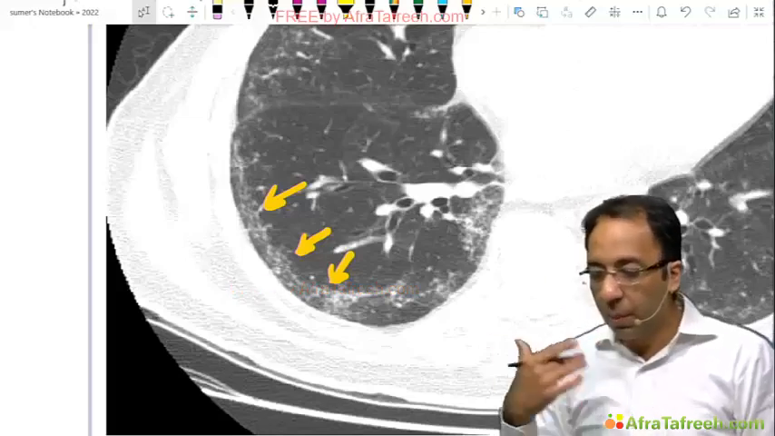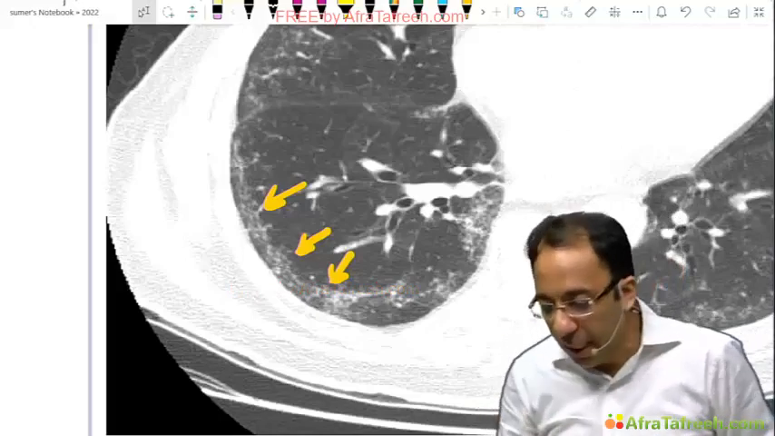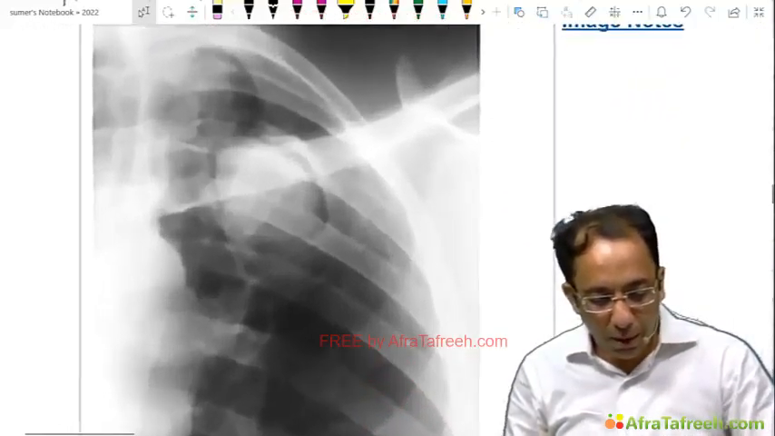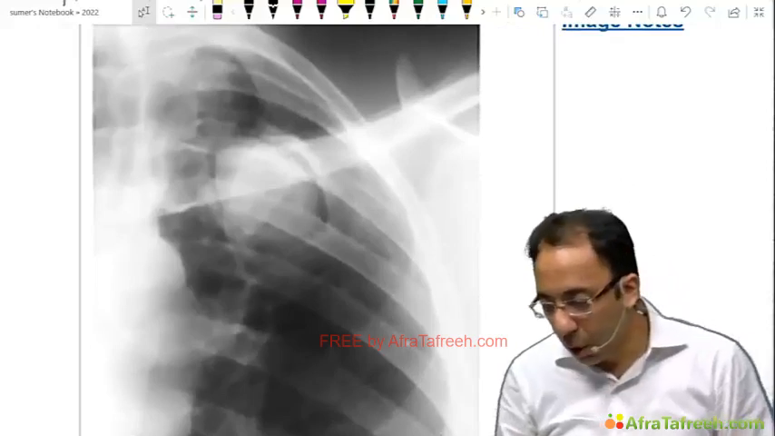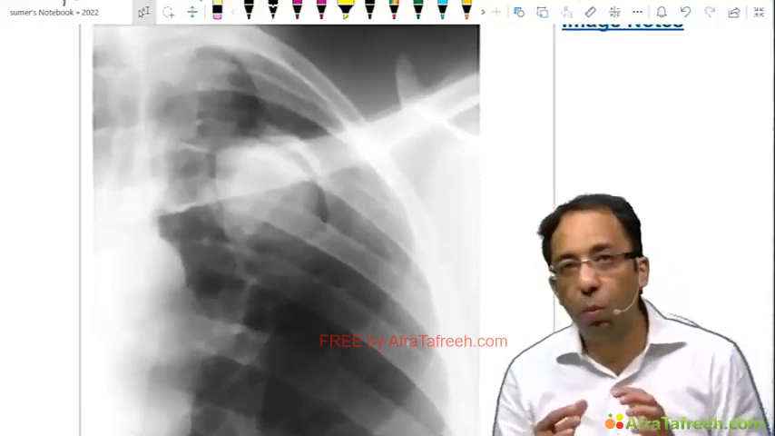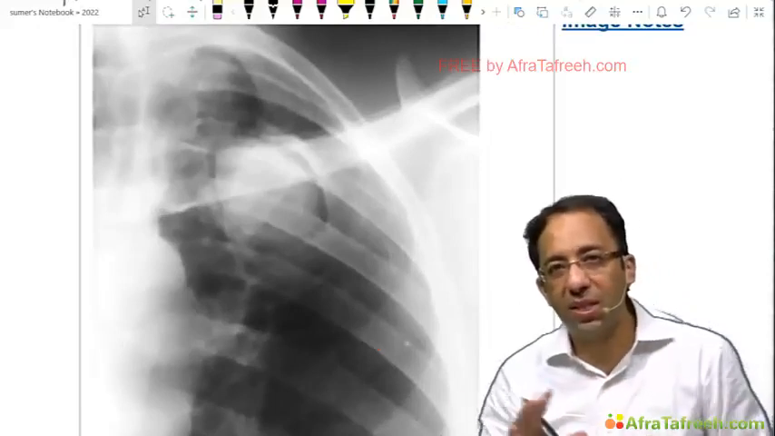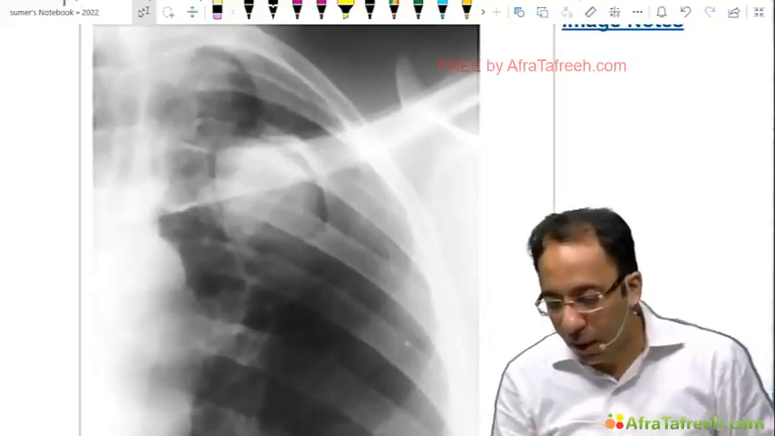Okay. Some people are saying, what about COVID? Don't worry, I'll talk about COVID also ultimately. Now let's see a few more easy X-rays, and then we'll call it a day.